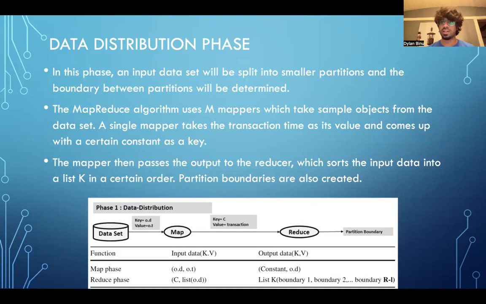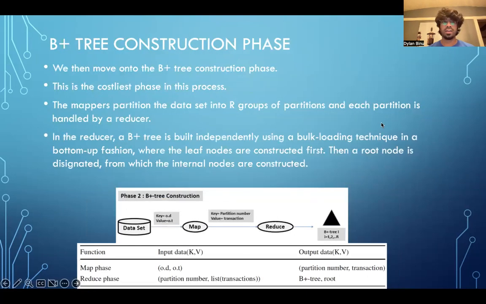So the overall idea is that you're splitting the large data set into smaller little sets, and then B plus trees are formed using those smaller sets. And ultimately, you will notice that one big B plus tree will be formed using all those smaller B plus trees. So now we look at the B plus tree construction phase, which is right after the data distribution phase.